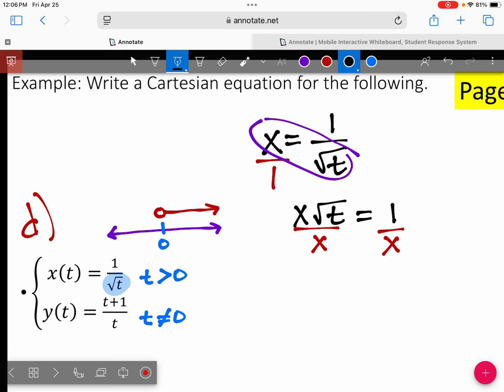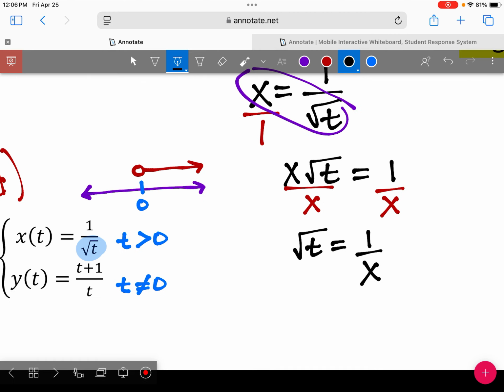So now I'm down to the square root of t equals 1 over x. All right, I'm almost there. Now what do I have to do? Square it. And when you square something, you square everything. Everything gets squared. So t equals 1 squared over x squared. So that's my t value.